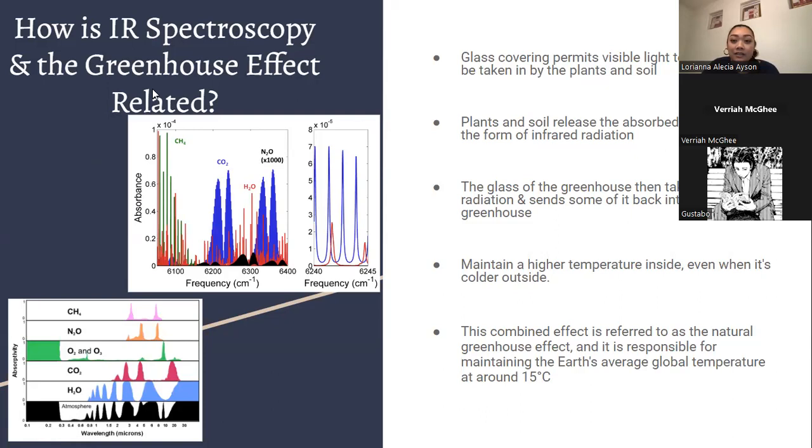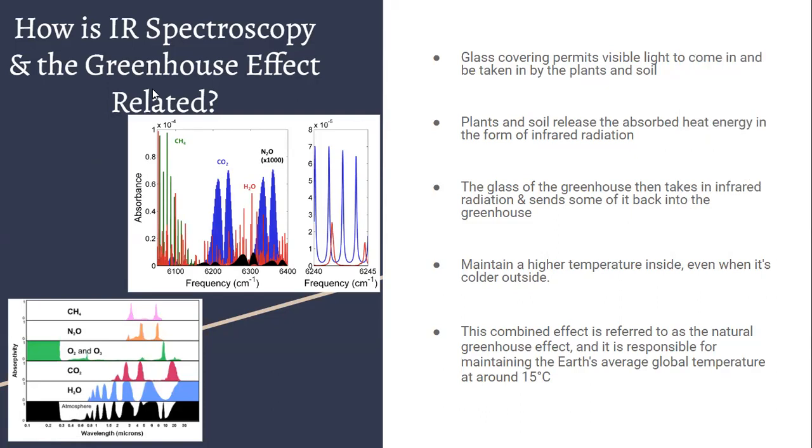In a greenhouse, there is a glass covering that permits visible light to come in and be taken in by the plants and soil inside. The plants and soil later release the absorbed heat energy taken from the light coming in the form of infrared radiation. The glass of the greenhouse then takes in the infrared radiation and sends some back into the greenhouse. Doing so maintains a higher temperature inside, even when it's colder outside.